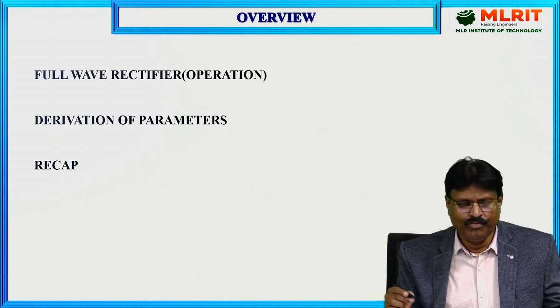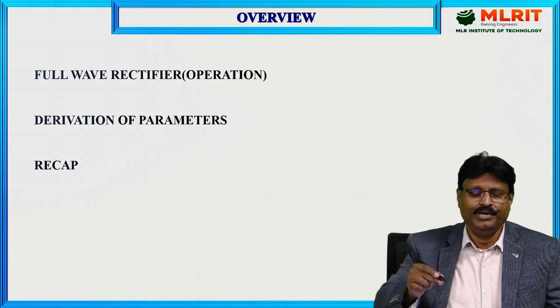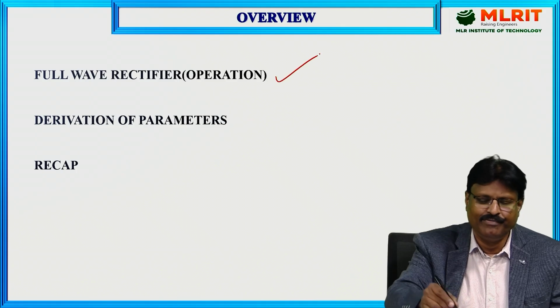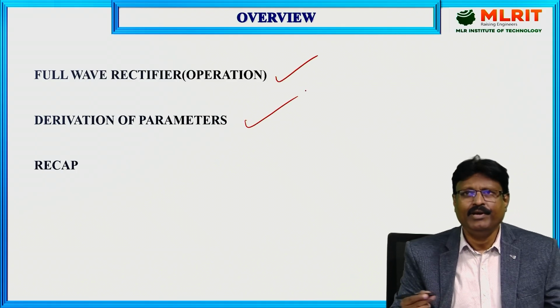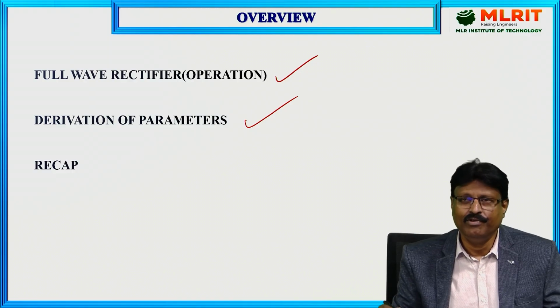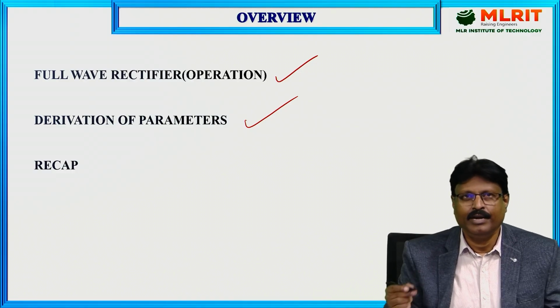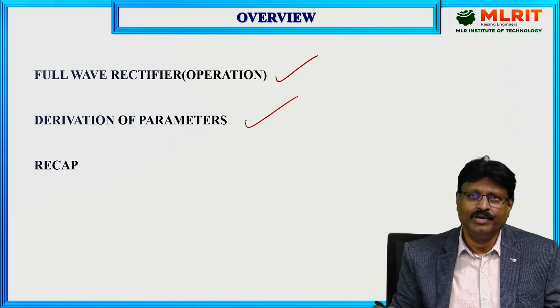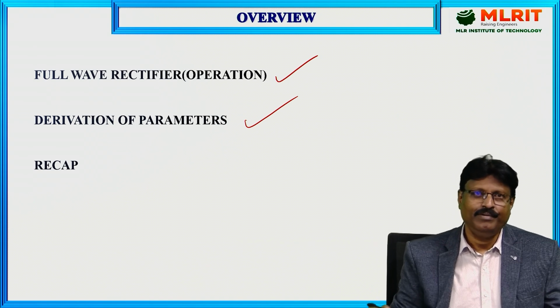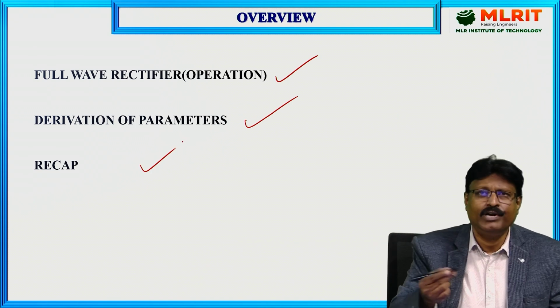And the overview will go like this. First, I will be discussing the full wave rectifier operation, and then I will be deriving all the parameters related to the full wave rectifier, like ripple factor, efficiency, transformer utilization factor, and so on. And finally, I will be recapping whatever I discussed.